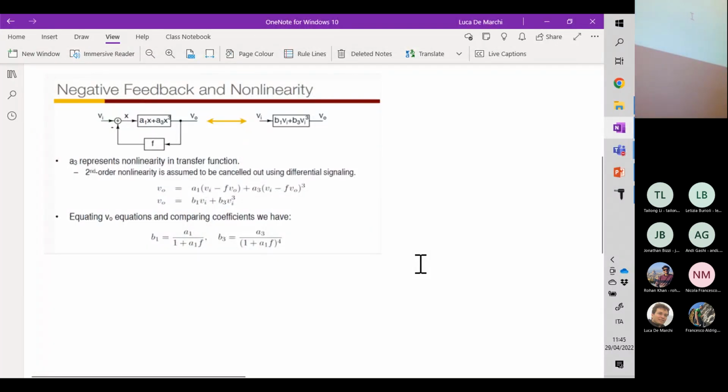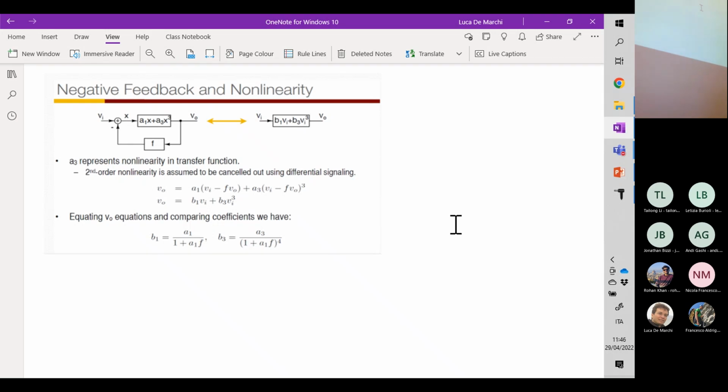We were discussing the effect of feedback in the performances of our circuit. What we discussed in the previous class was the fact that, thanks to the feedback, we may finely tune the transfer function of our system in a much more precise way with respect to what we have with an open loop configuration.